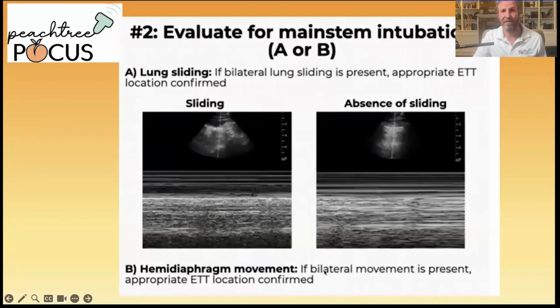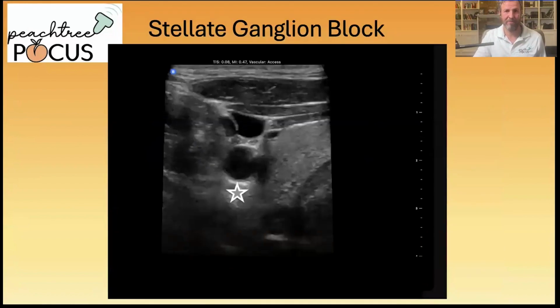Ultrasound can also help identify mainstem intubation. After intubation, you can look for lung sliding. If there's no lung sliding on the left, but there is on the right, you may have advanced the tube into the right mainstem. To confirm, you can also look at the diaphragm.